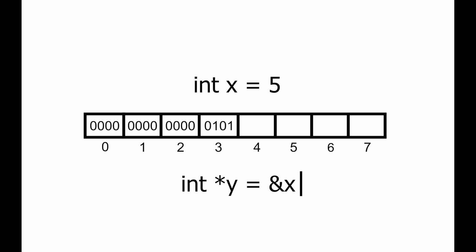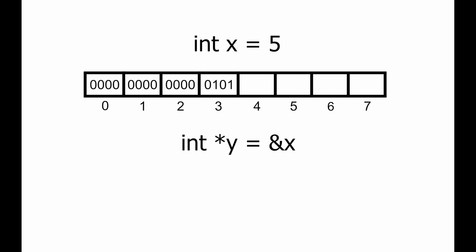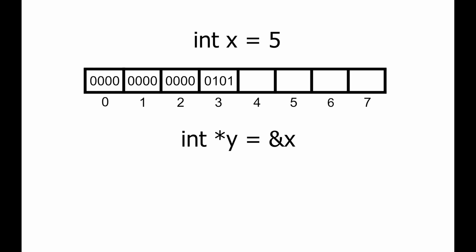Let's define a pointer y. The star indicates that y is a pointer. A pointer lets us store a cell number or memory location. We can assign the memory location of x to y by using the ampersand. Now y is a pointer to x. y does not hold the value of x. It holds the cell number that corresponds to the beginning of x.